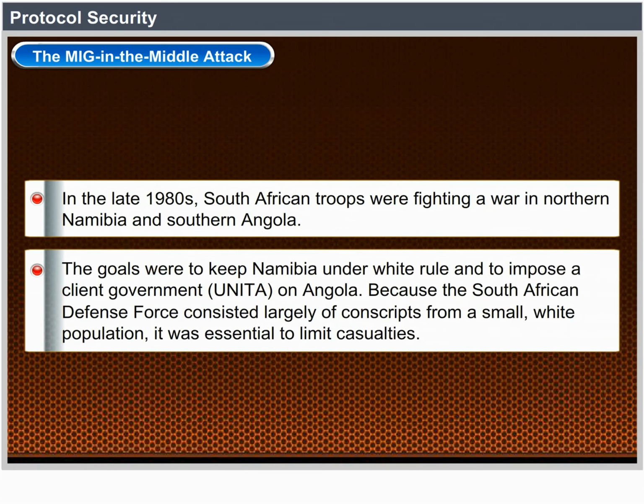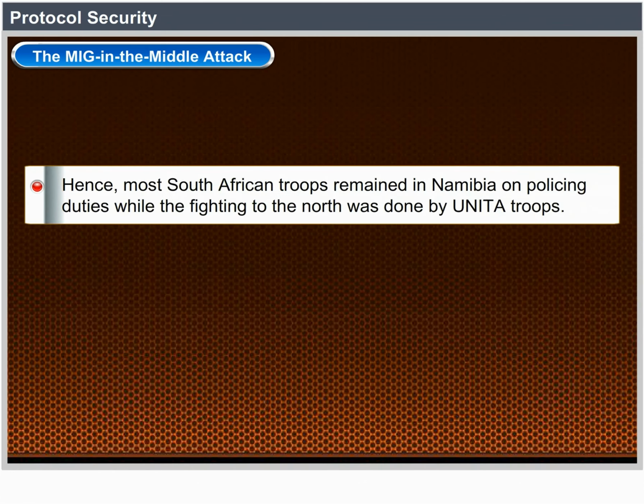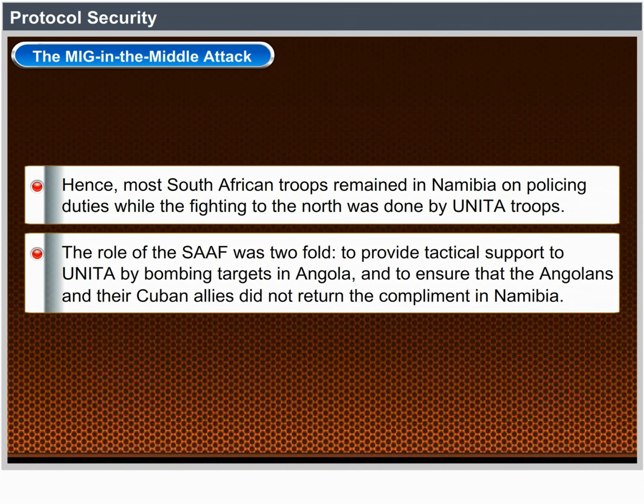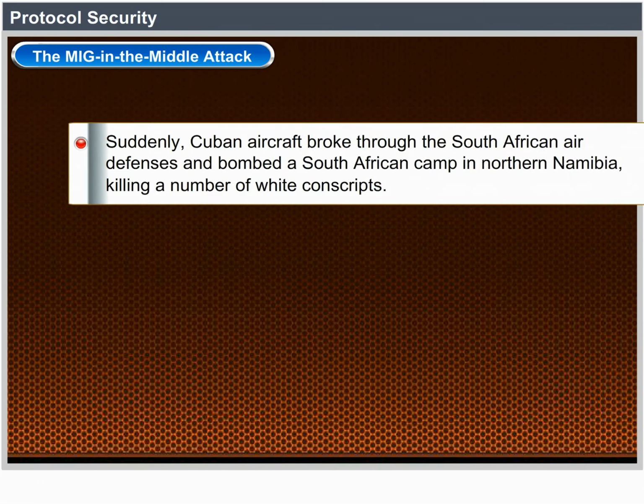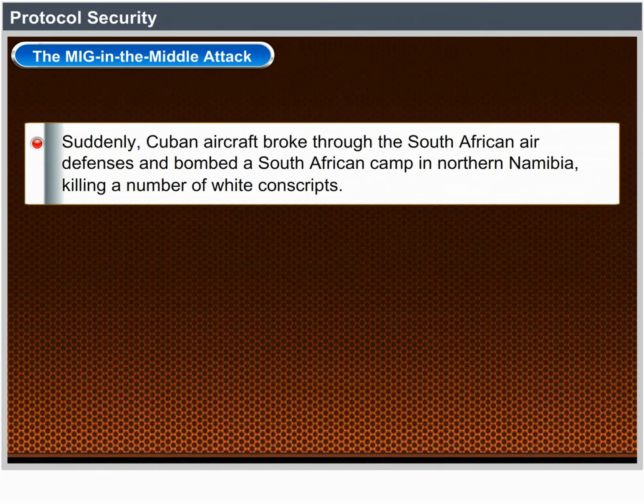Because the South African Defence Force consisted largely of conscripts from a small white population, it was essential to limit casualties. So most South African troops remained in Namibia on policing duties while the fighting to the north was done by UNITA troops. The role of the SAAF was twofold: to provide tactical support to UNITA by bombing targets in Angola and to ensure that the Angolans and their Cuban allies did not return the compliment in Namibia. Suddenly, Cuban aircraft broke through the South African air defenses and bombed a South African camp in northern Namibia, killing a number of white conscripts.